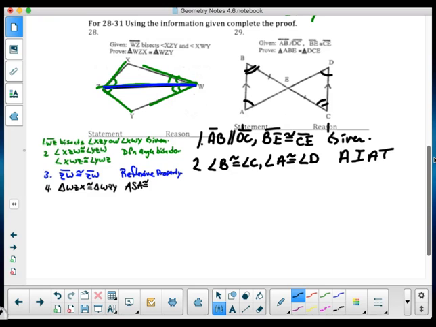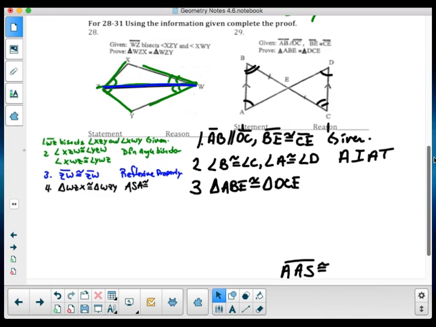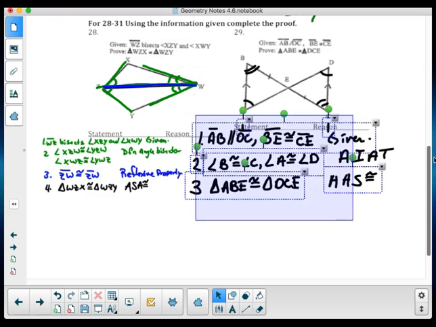Now, in 3, I have my 2 triangles congruent. Triangle ABE is congruent to triangle DCE because of angle, angle, side congruence. Now, there are 2 other ways I could use to finish that out, but I won't use that. I'm just going to use this for angle, angle, side, and we'll be done.